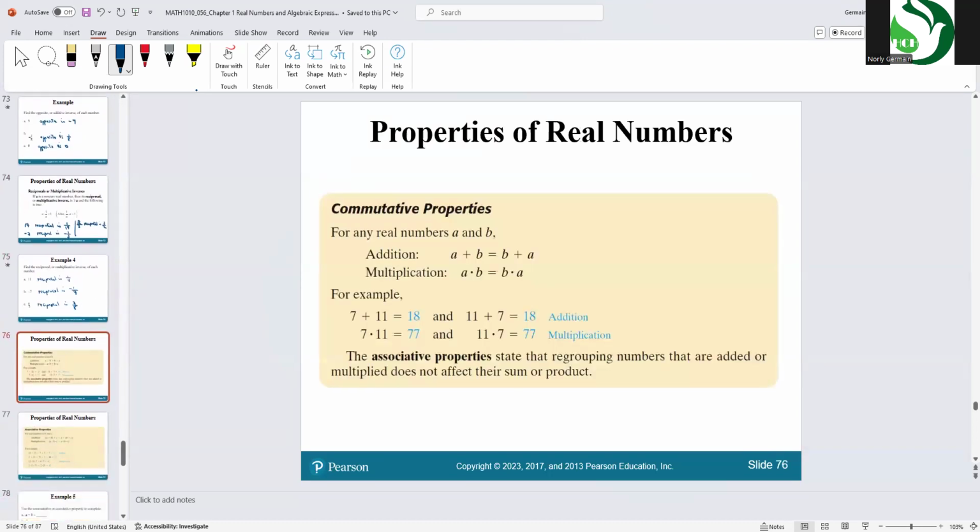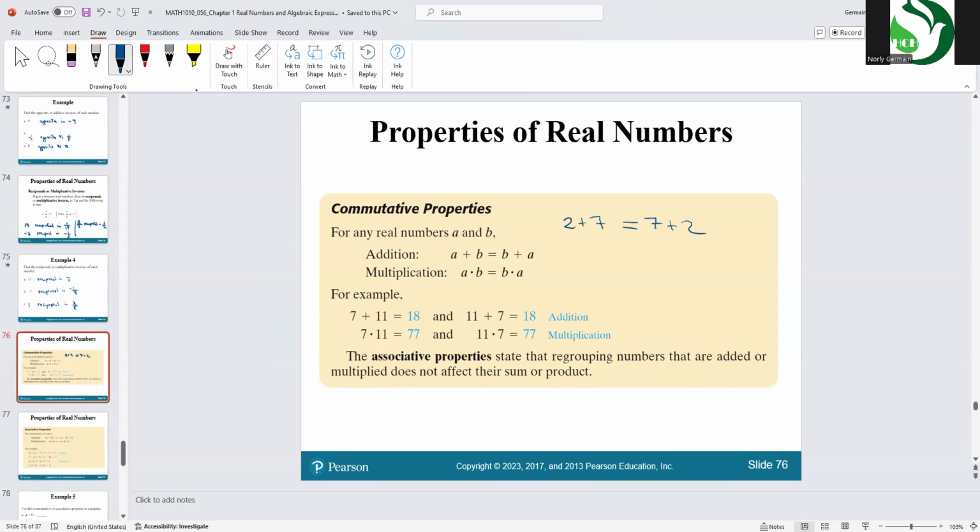Now, properties of real numbers, we also need to learn how to use commutative, associative, and distributive properties. Commutative properties: for any real numbers A and B, A plus B equals B plus A. For example, 2 plus 7 is the same thing as 7 plus 2, the answer would be 9 in terms of addition.